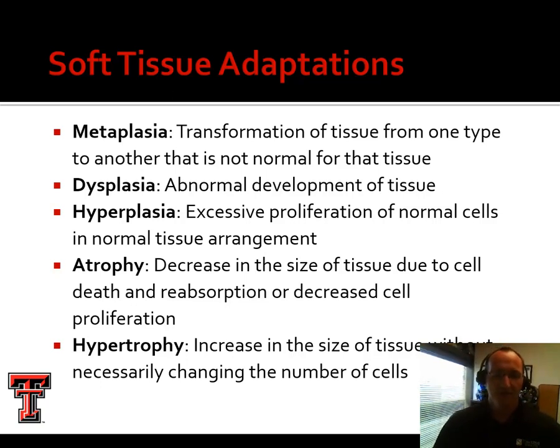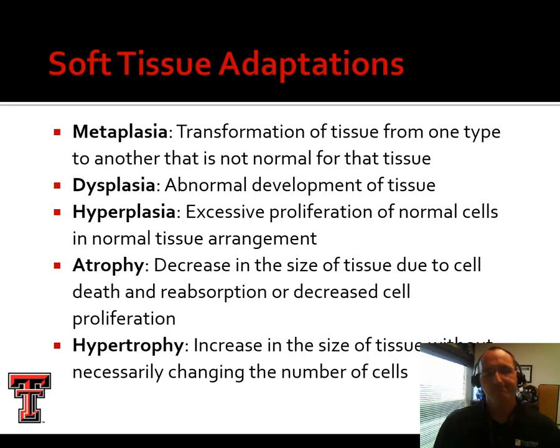So metaplasia is the transformation of tissue from one type to another that isn't normal for that tissue. We don't talk about this very often in healing. Dysplasia, if something is dysplastic, we get an abnormal development there. If you get a growth, that could be considered dysplastic. Hyperplasia is when we get a proliferation of normal cells in normal tissue arrangement.